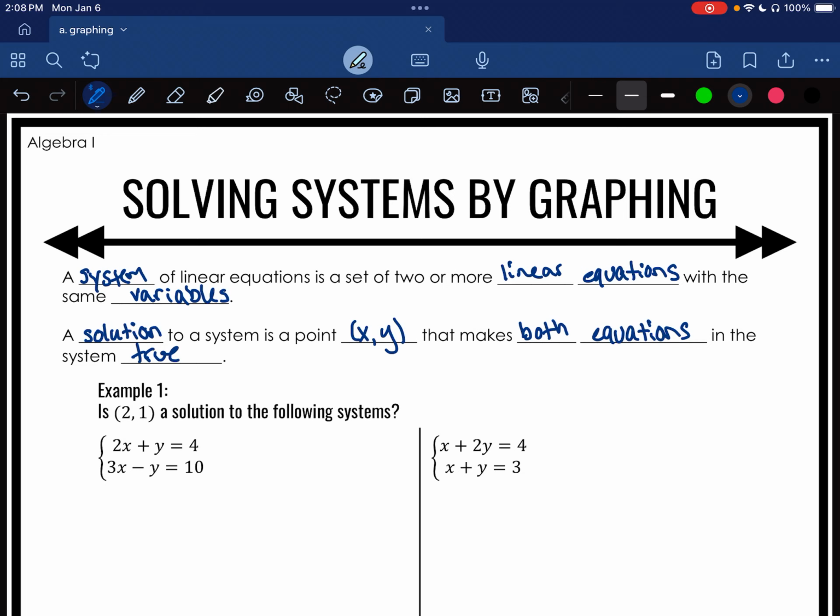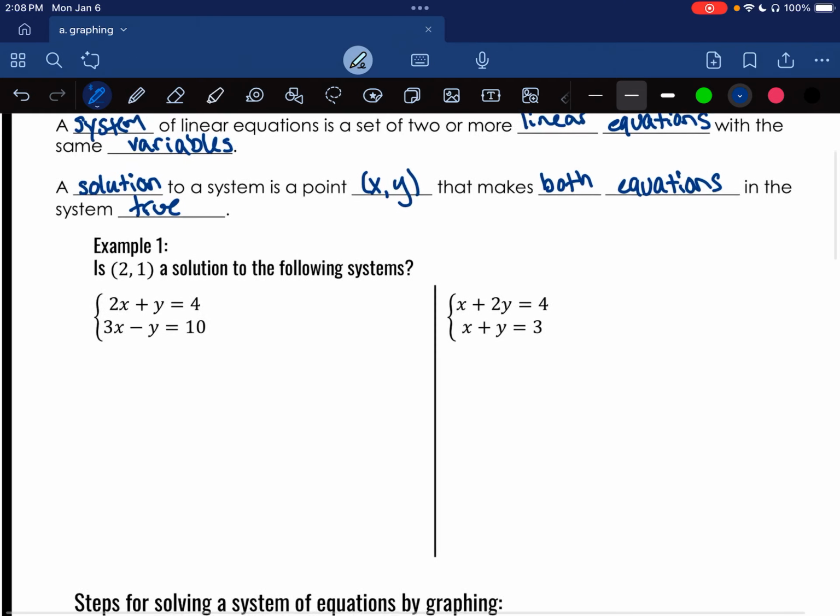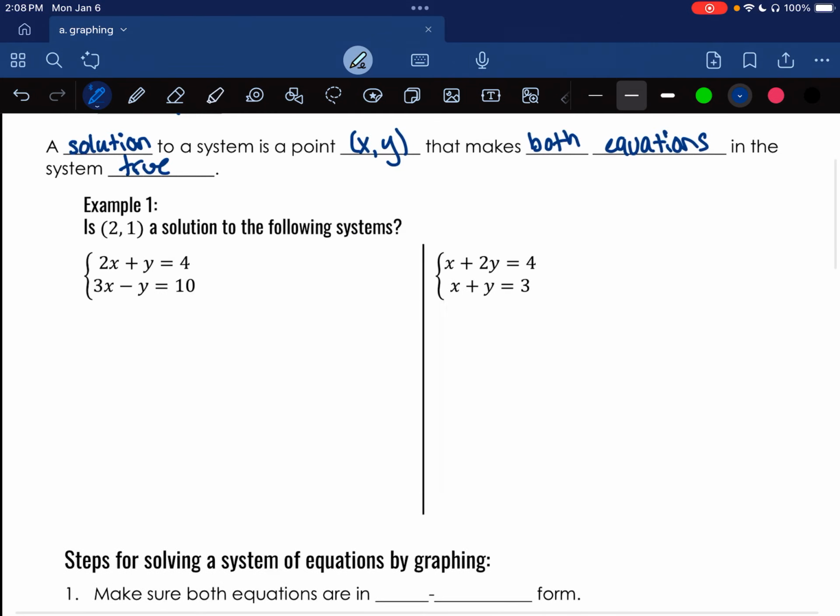What I mean by that is, if I get this point, x comma y, and I plug it into the first equation, I'll get out a true statement. And if I plug it into the second equation, I'll also get out a true statement. So let's see what that looks like here in example 1. We want to know, is this point 2 comma 1 a solution to the following systems?